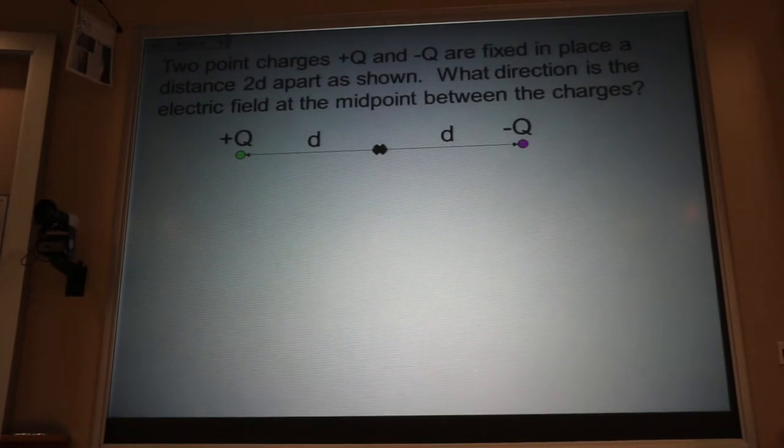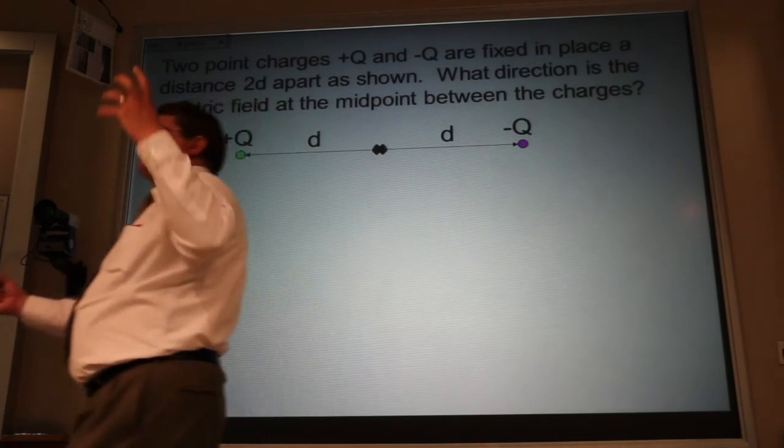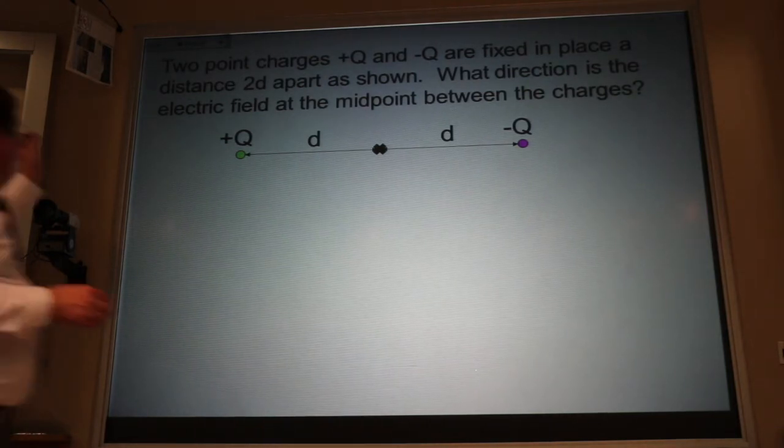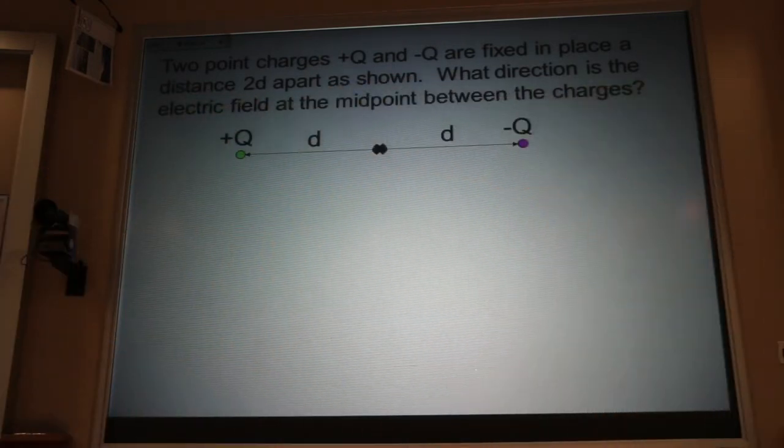Let's see if we understand. Two point charges, plus Q and minus Q, are fixed in place, a distance 2d apart, as shown. Now folks, typically we're going to take our Klingons, our sources, and nail them to the table, or super glue them to the table so that they don't get pushed and change the problem. So in this case, they're fixed at those locations, and we're asked what is the direction of the electric field at the midpoint between the charges.